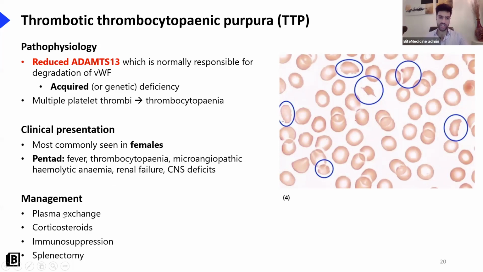Again, you don't need to know the management in detail, but basic principles of plasma exchange. You want to try and get rid of those antibodies which are attacking the ADAMTS13 enzyme, corticosteroids and immunosuppression to try and suppress the immune response against the enzyme. And again, you can do a splenectomy as well to manage this condition.